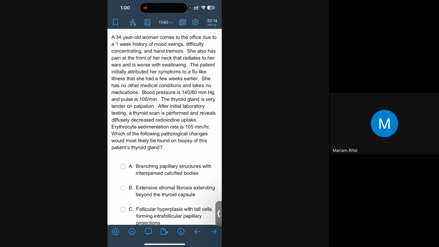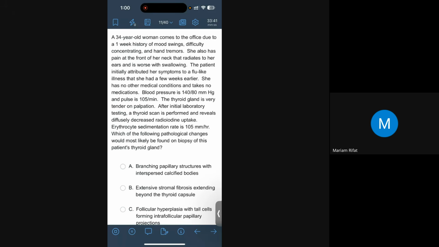Okay, let's first try to make the diagnosis here. 34-year-old woman, 1 week history of mood swings, difficulty concentrating, and hand tremors. Also has pain at the front of the neck that radiates to her ears and is worse when swallowing.